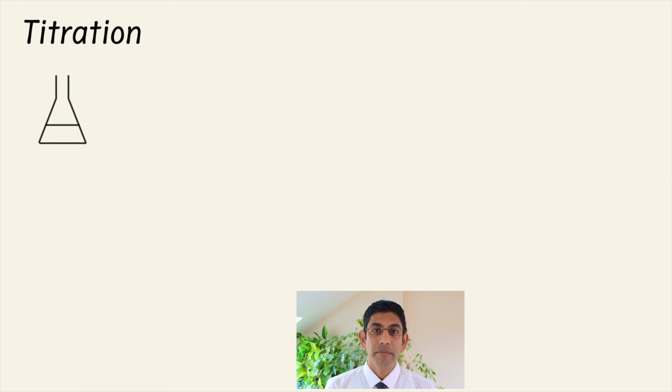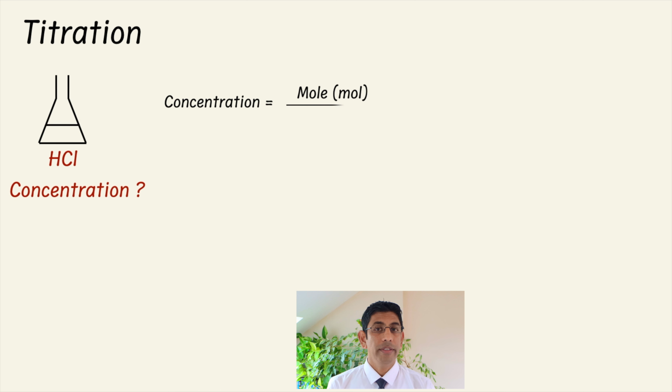So let's start. Imagine you've been given some hydrochloric acid in a conical flask and you've been asked to find out the concentration of this acid. The equation for concentration is concentration equals mole over volume. In this case, you can work out the volume of the hydrochloric acid just by pouring it into a measuring cylinder. But how do you work out the mole of this acid? This is where titration comes in handy.